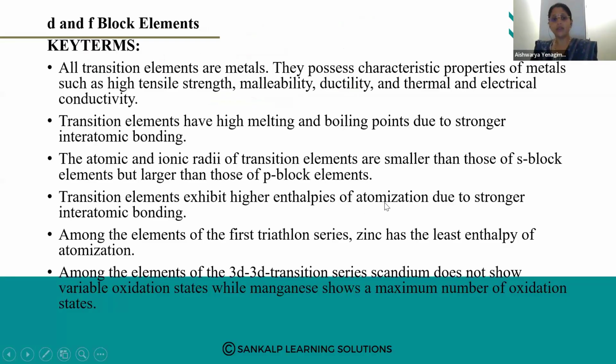Ionization enthalpies are very high, again due to strong interatomic bonding. Among the elements of the first transition series, zinc has the least enthalpy of atomization. Atomization is related to the electrode potentials. Those we will take up in the next class. We will be discussing the remaining properties of the d and f block, and the synopsis will be taken in the next class.